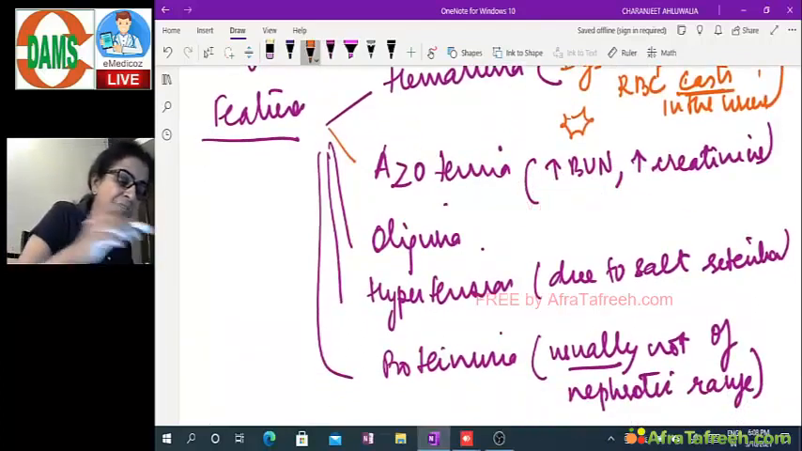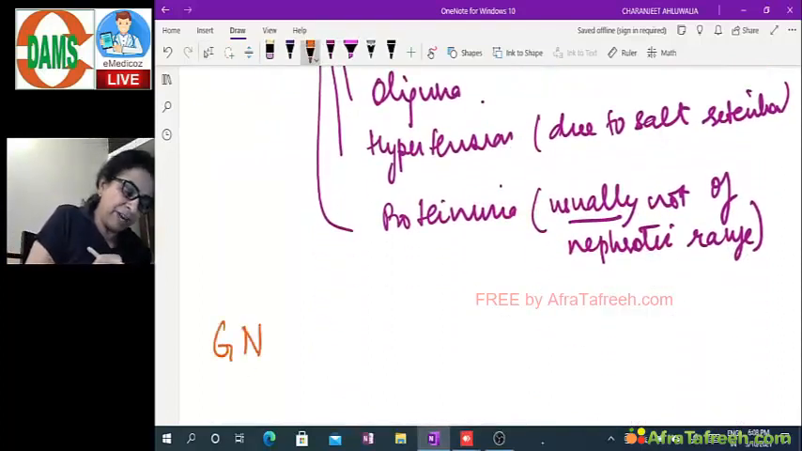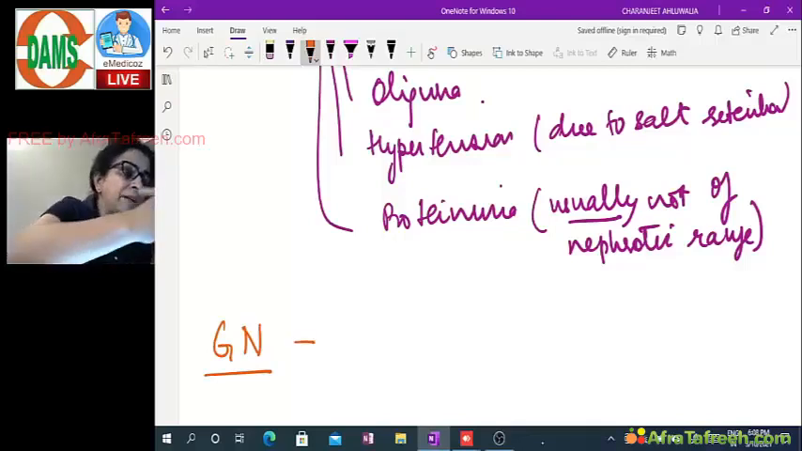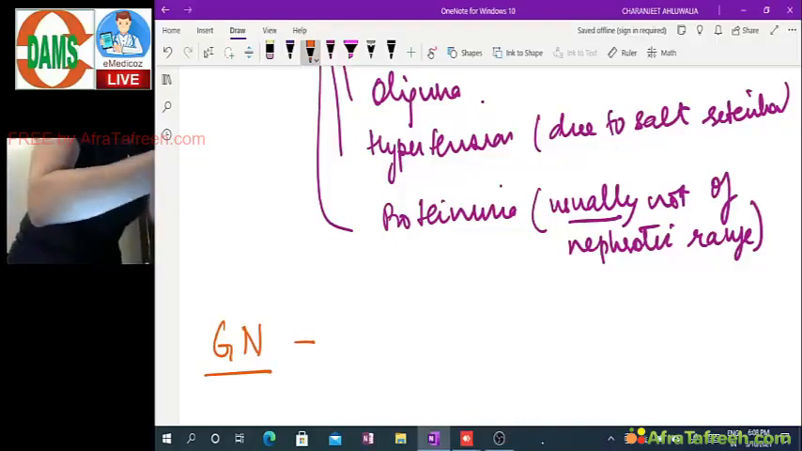Okay, now next, which are the glomerulonephritis that present with nephritic syndrome? So glomerulonephritis that present with nephritic syndrome are number 1, acute post-streptococcal. Acute post-streptococcal. Just a moment.